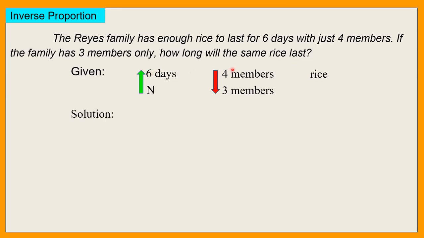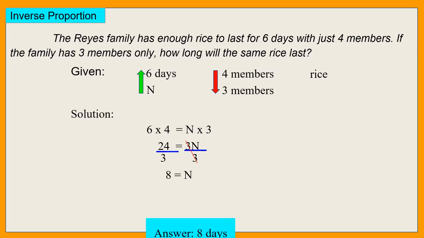Diba? Diretso na. So, 6 times 4, that is equal to n times 3. So, this is now 24 equals 3n. And then, para mawala yung 3, divided by 3, divided by 3. Tandaan na, kung ginawa sa kanan, gagawin sa kaliwa. And then, cancel. 24 divided by 3, that is 8. So, 8 equals n. Therefore, kakasya yung bigas nila kung 3 lang kakain ng 8 araw. Okay?